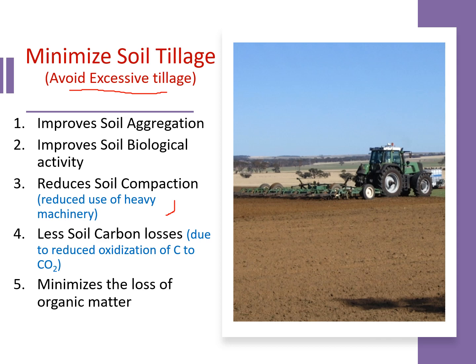But if you don't have much tillage, you will have less compaction, less soil carbon loss, because if you have more tillage, you have more oxidation of carbon to carbon dioxide, which will be released to the atmosphere, and there will be losses from the field. And of course, minimize the loss of organic matter, because when you expose the soil, there is aeration, more microbial activity, and there will be a rapid decomposition of organic matter. So this may vary to a certain extent in different conditions, but in general, it's happening like this.